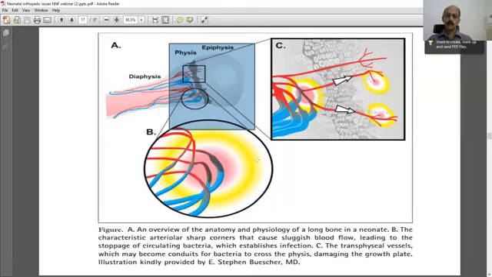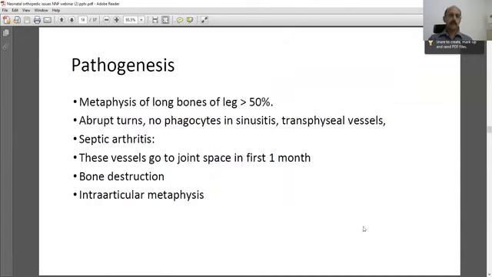And then the next thing here is the same depiction of the vessels entering into the epiphysis. So now coming back to the previous slide, the metaphysis of long bones of the leg are the most important foci of infection, more than 50% of them. Here at abrupt turns, there's no phagocytes. I just told you this. It's a sinusoid. For septic arthritis, these vessels go to the joint space in the first 1 month of life, meaning the epiphysis in the first 1 month of life.